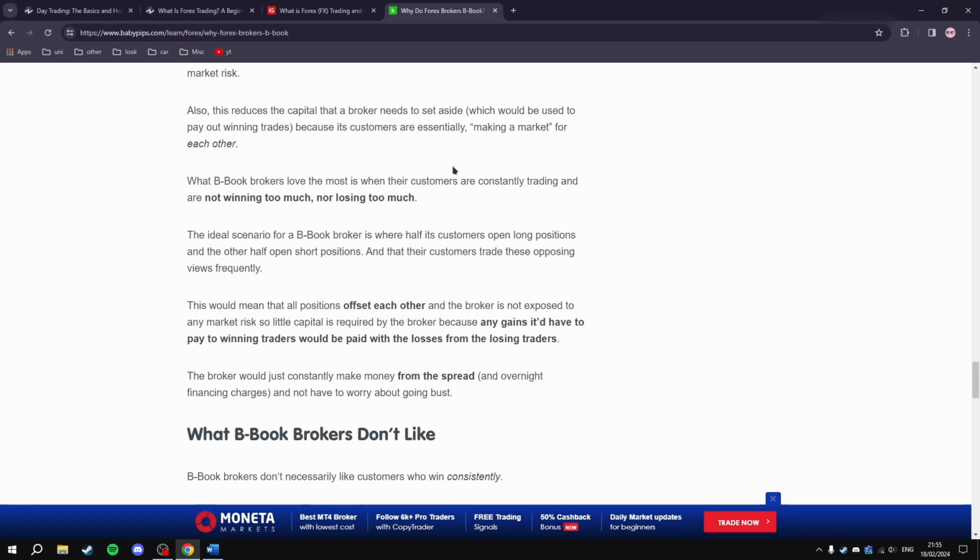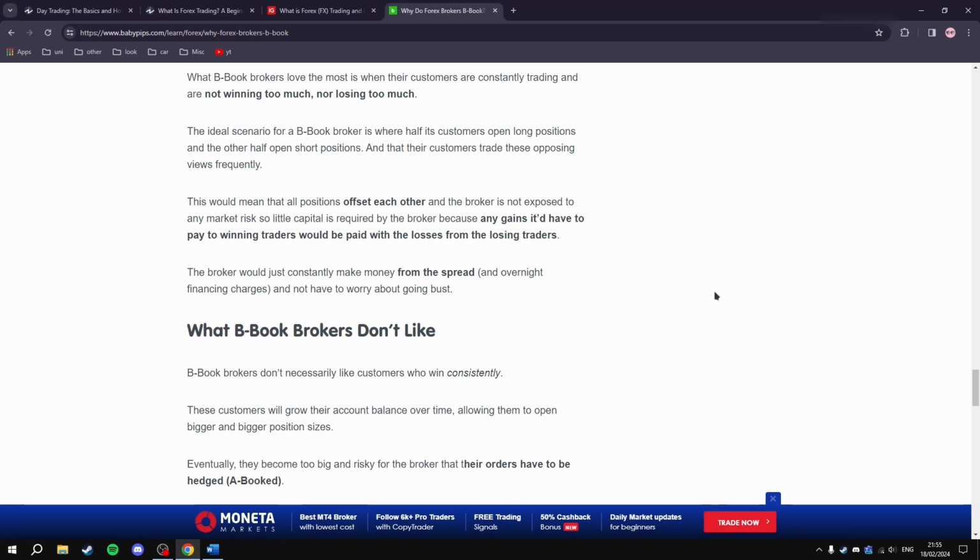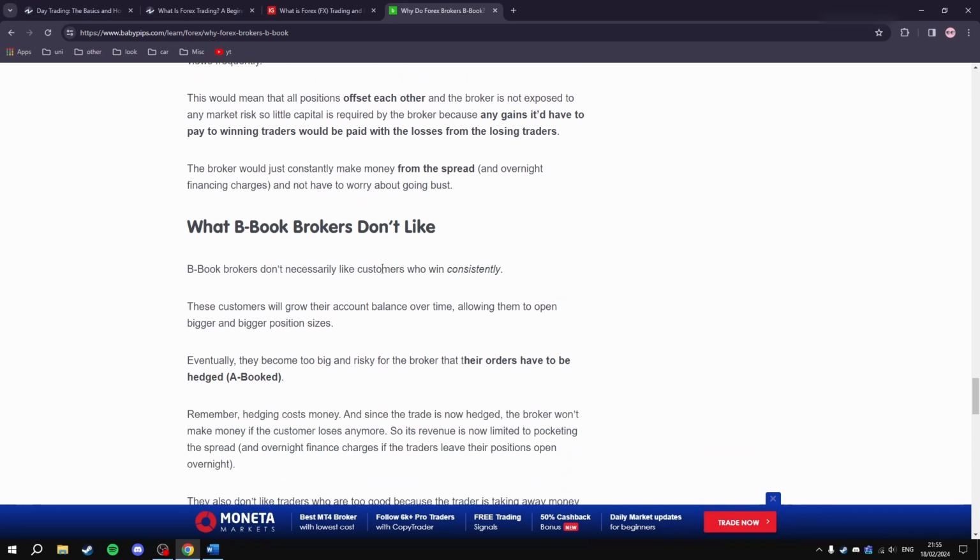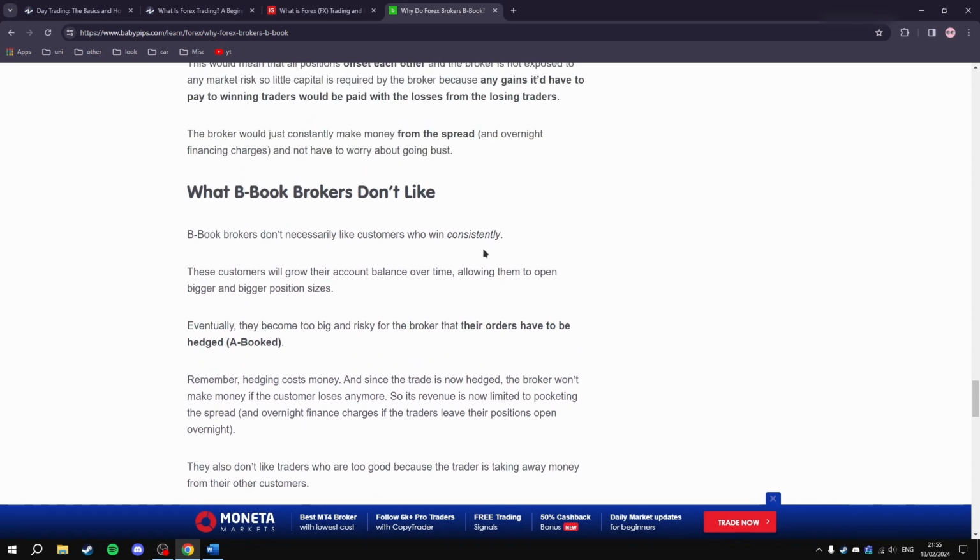So little capital is required by the broker, because any gains it would have to pay to winning traders could be paid with losses from the losing traders. The broker would just constantly make money from the spread and overnight financing charges and not have to worry about going bust. What B-book brokers don't like.